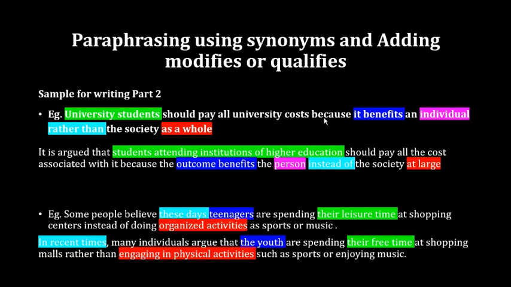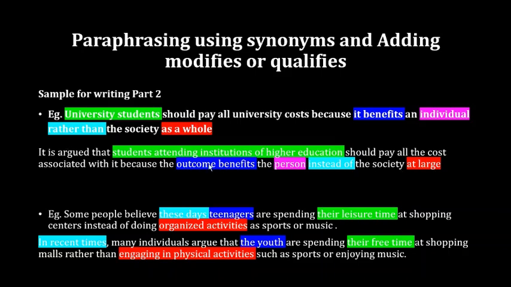So you see, it benefits, because the outcome benefits. All right, so I've just added a modifier over here, and I've modified even though I'm using the same benefit. I've just modified the benefit within my write-up. You see, individual, I use person. Instead of, I use what? Rather than. And you have the society as a whole, the society at large.